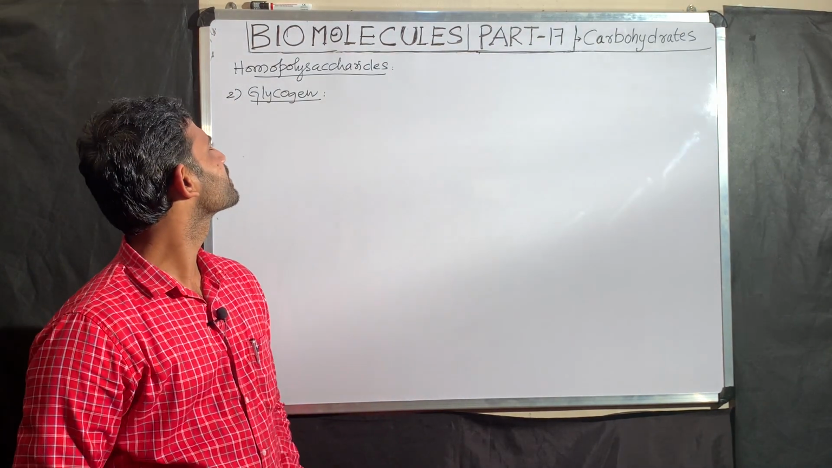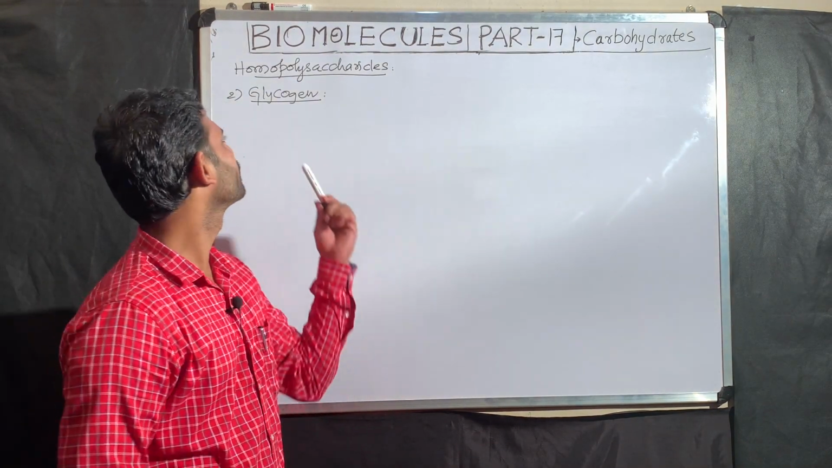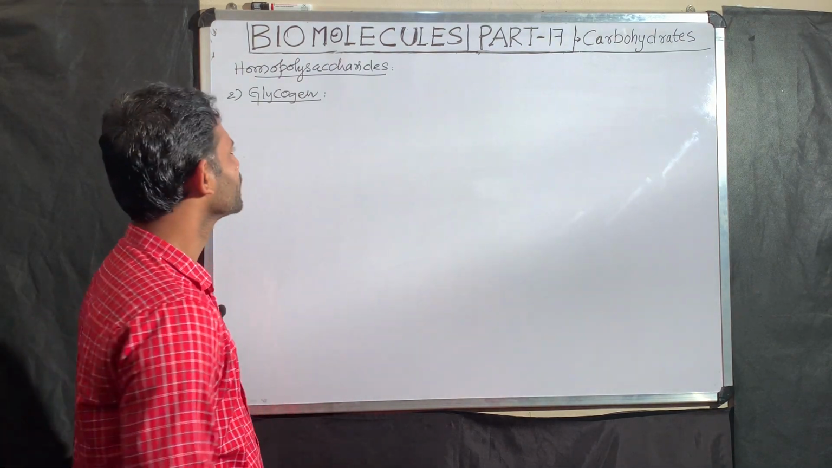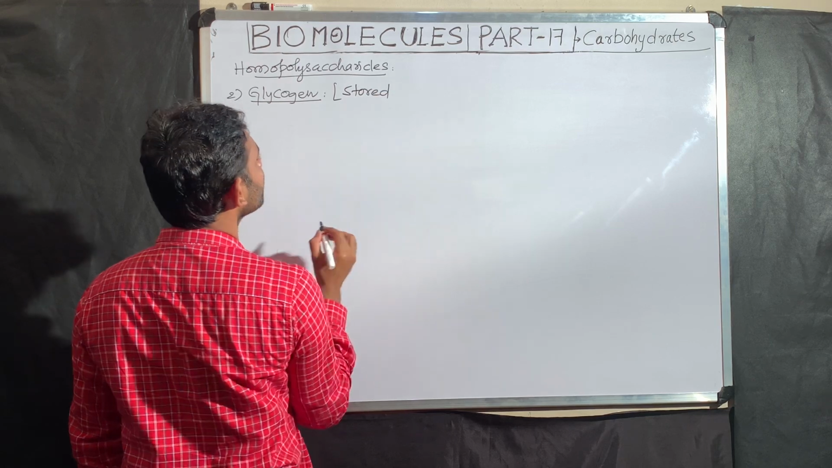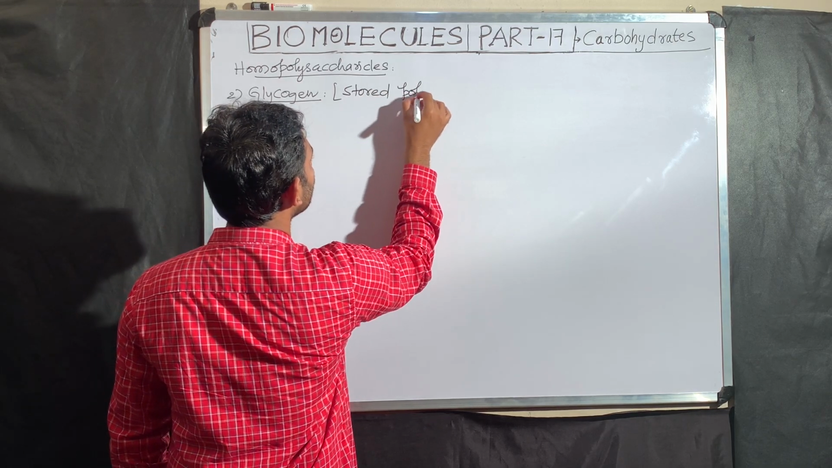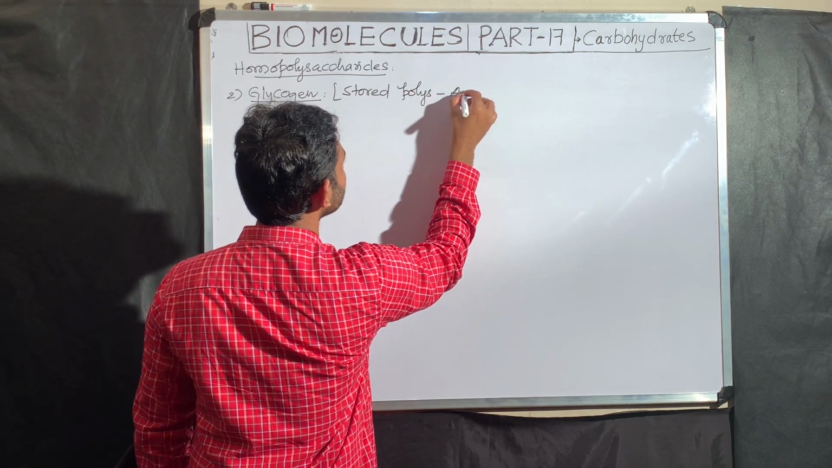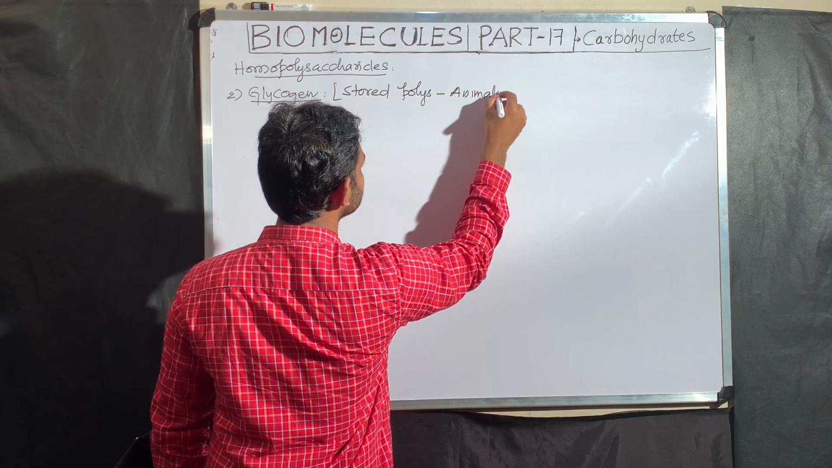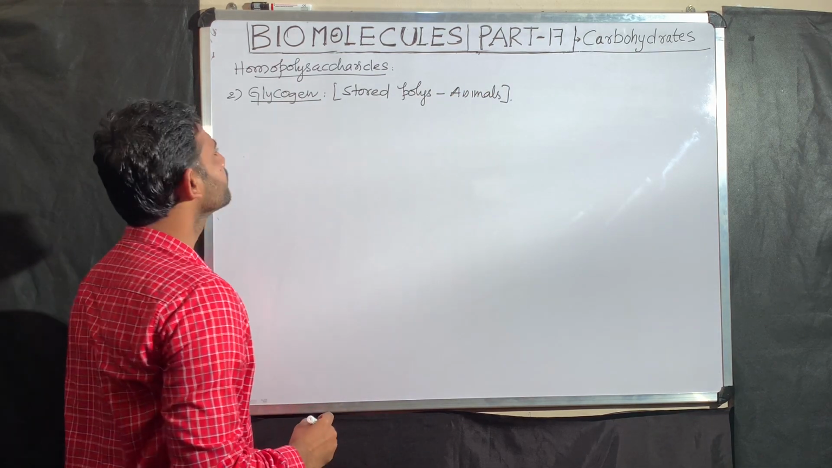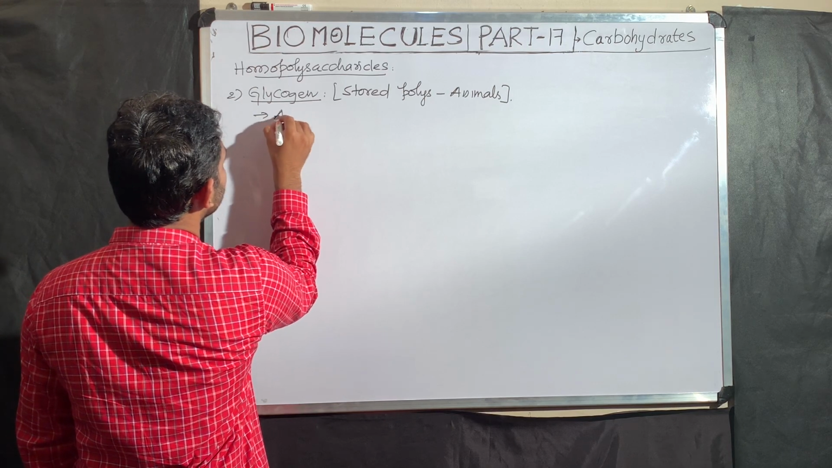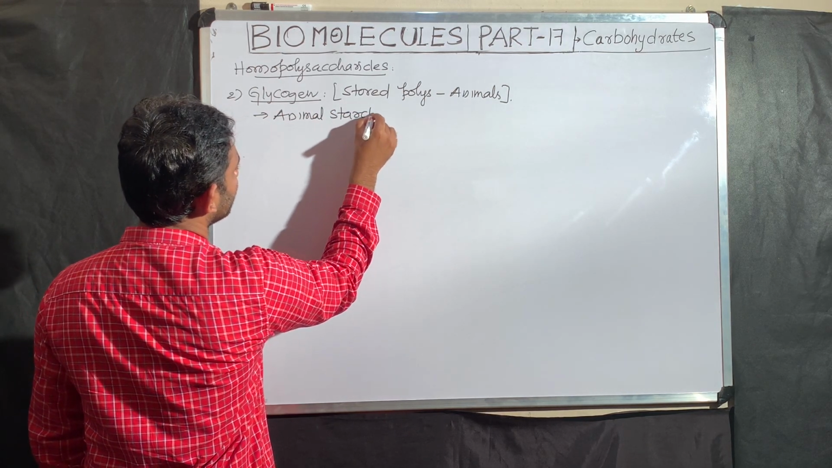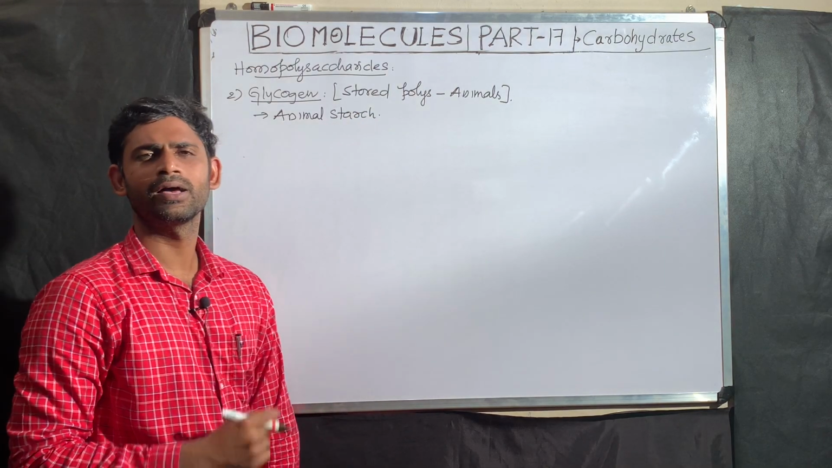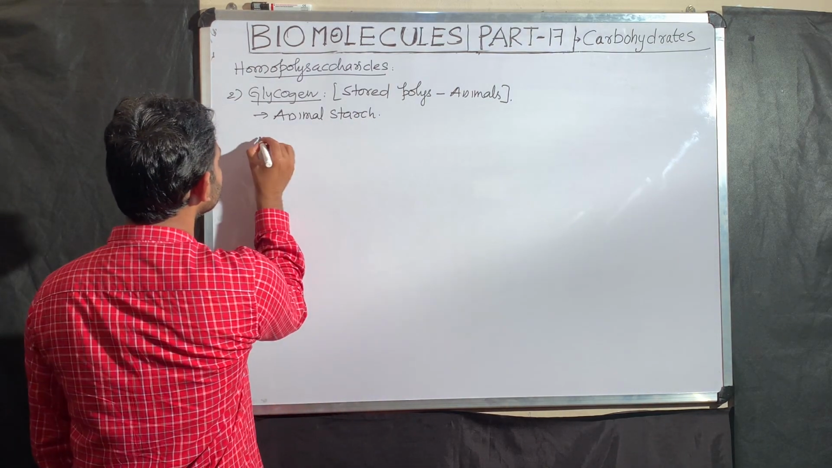After starch, under homopolysaccharide, I am going to tell about the glycogen. So, what is the function of glycogen? Like starch, glycogen is also a stored homopolysaccharide, but in the case of animals. That is why glycogen is also called animal starch. So, coming to the structure of the glycogen, in a simple way, I will tell you.